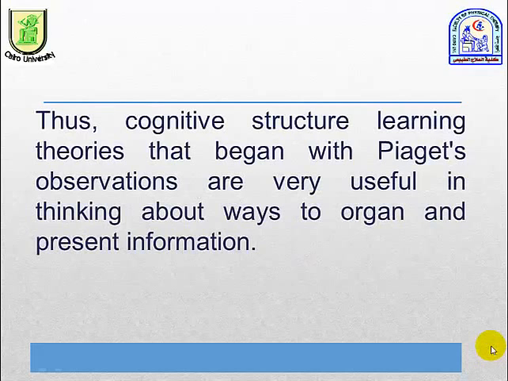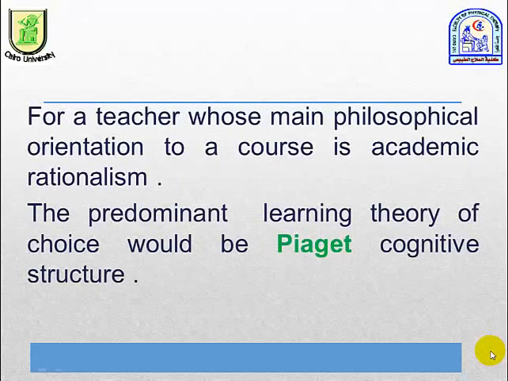So we can find the cognitive structure learning theory that began with Piaget's observation of his own children is very useful in thinking about ways to organize and present information. For a teacher whose main philosophical orientation to a course is academic rationalism, the predominant learning theory of choice should be Piaget's cognitive structure. So when we discuss each theory, we can find where we can place this theory.